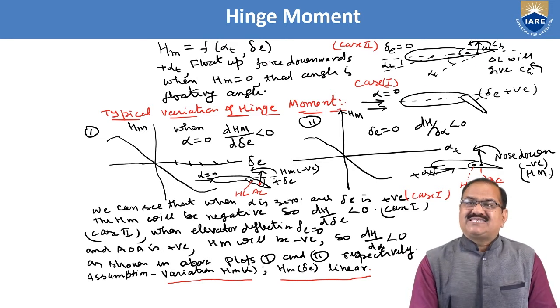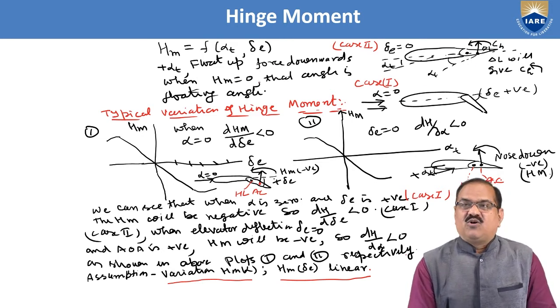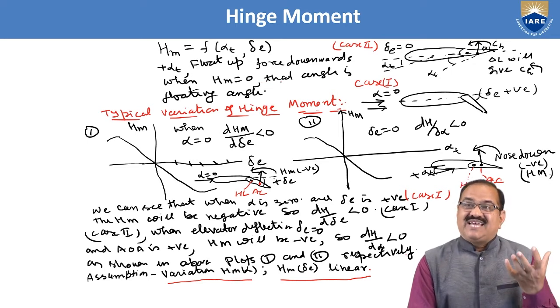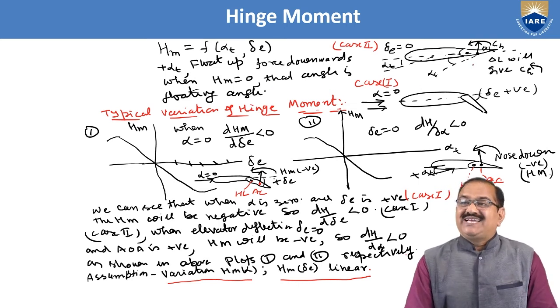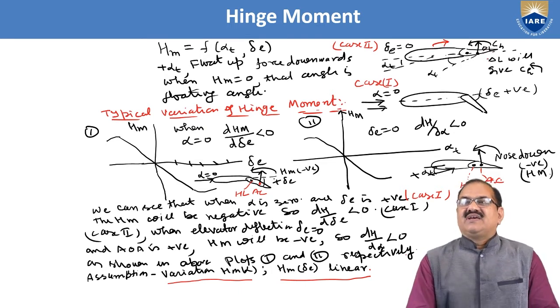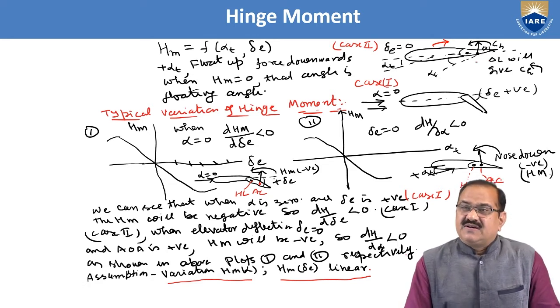So we have to make the hinge moment HM zero, meaning there is no hinge moment. That angle is called the floating angle. It is floating in such a way that there is no hinge moment. So this CH will be countered by another CH, then it is called the hinge moment is 0.